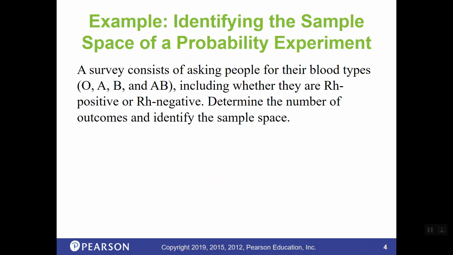Example 1, identifying the sample space of a probability experiment. A survey consists of asking people for their blood types, O, A, B, and AB, including whether they are Rh positive or Rh negative. Determine the number of outcomes and identify the sample space.